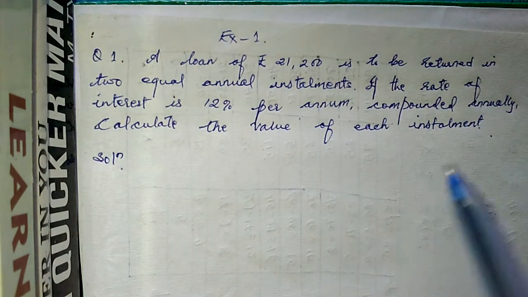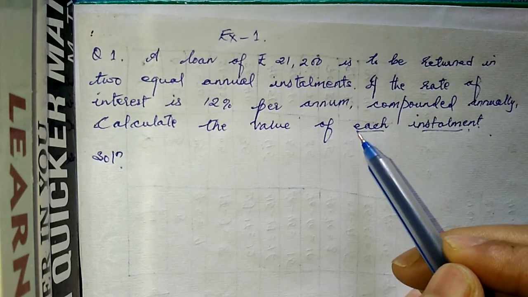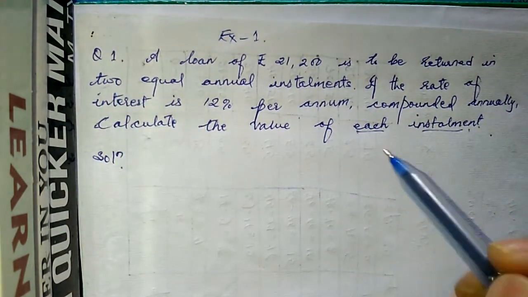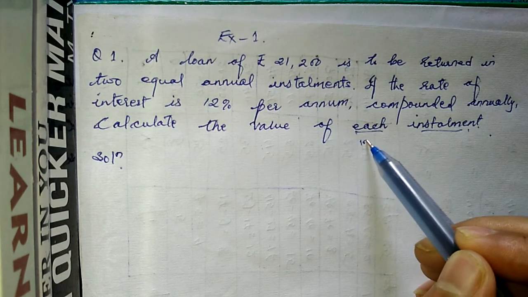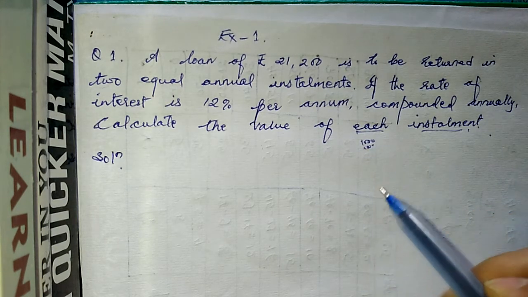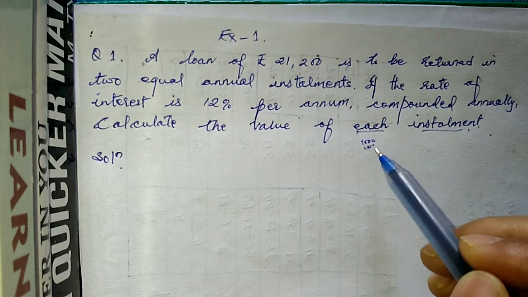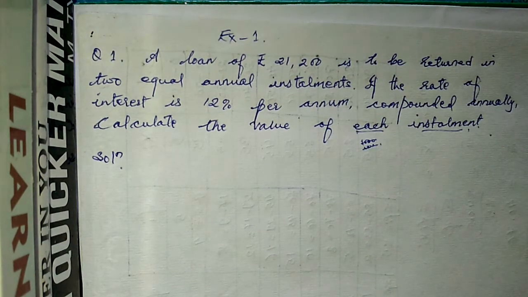As I said, we will assume these two as 2 years. Then in the first year, if you paid 1,000 rupees, in another year also you have to pay 1,000 rupees. That means you have to repay the money in 2 equal installments. How will we do it? Let's write the solution first here.